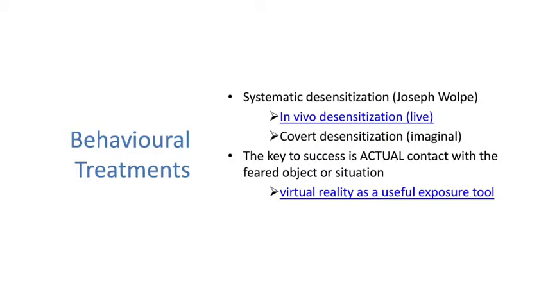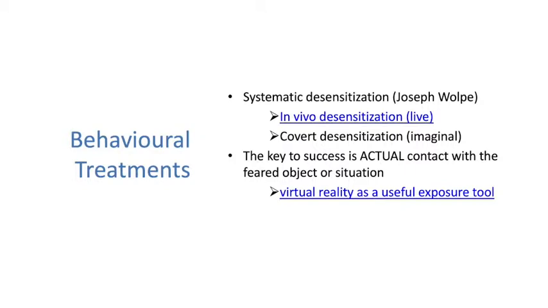In vivo desensitization is exposure, or encouraging people to come in contact with the fearful object in real life. This is happening live. So if you're afraid of spiders, for example, then you'll go to a pet store and look at a spider. That's called in vivo desensitization because it's happening in real life.